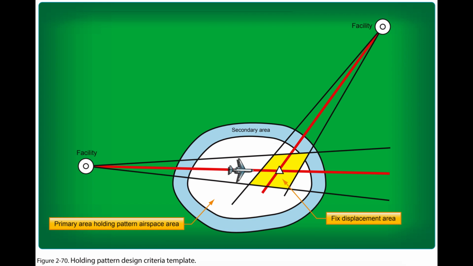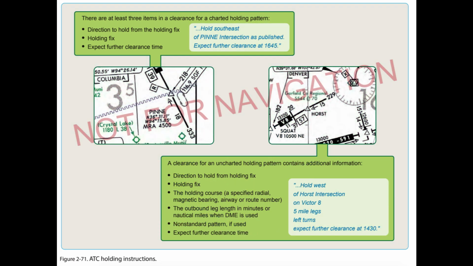ATC holding instructions. When controllers anticipate a delay at a clearance limit or fix, pilots are usually issued a holding clearance at least 5 minutes before the ETA at the clearance limit or fix.